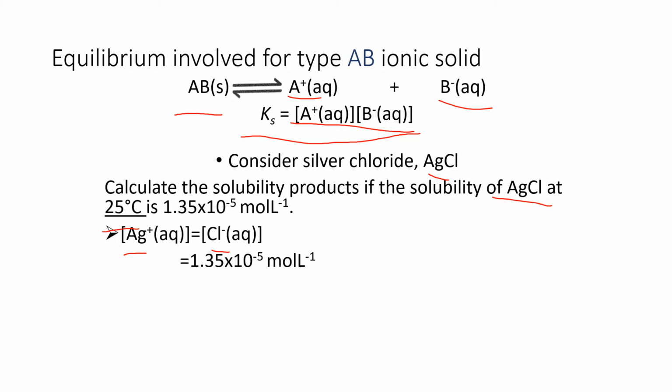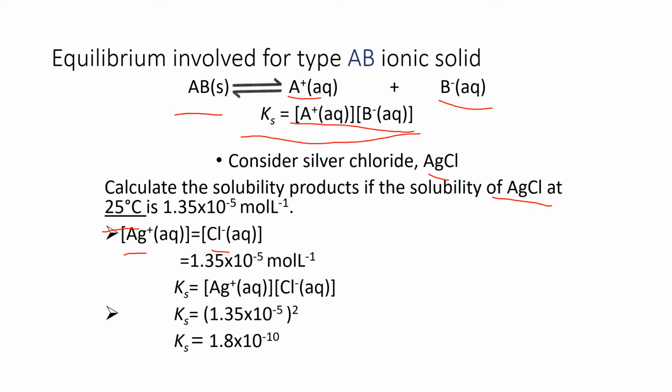Since they're the same as each other, in order to calculate K sub S using this equation here, you don't need to do one times the other, although you can. What you can instead do is square it. So K sub S equals 1.35 times 10 to the negative fifth squared, because it's got the same number times itself. That's what we call squaring. So K sub S in this case is going to be 1.8 times 10 to the negative 10th. That number is quite small, which should tell you something interesting.